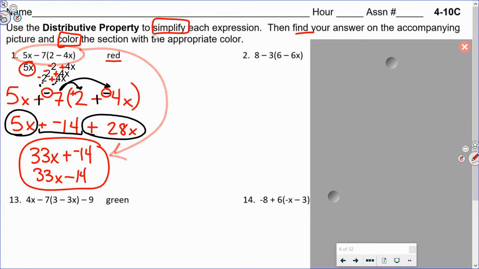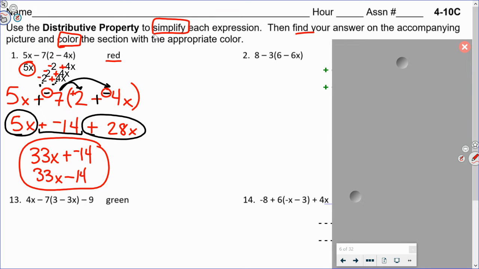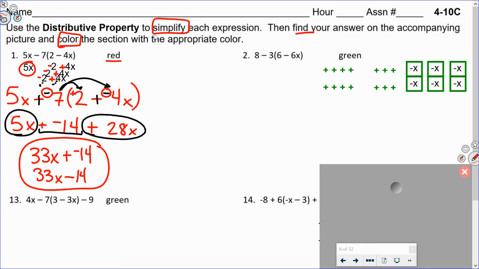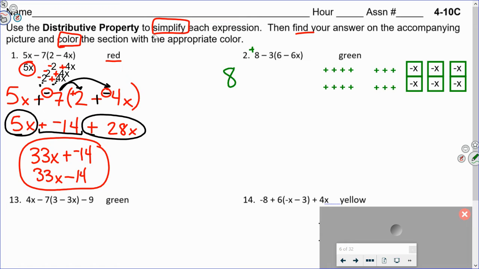Let's go right next door. Let's take a look at number 2. Now, number 2, I'm going to draw out just because I think it's going to help me a little more. I'm seeing positive 8. So I'm going to draw a positive 8 right here. Now, there's that minus again.